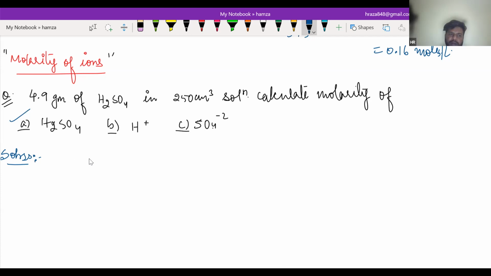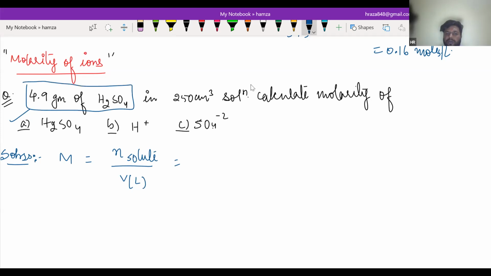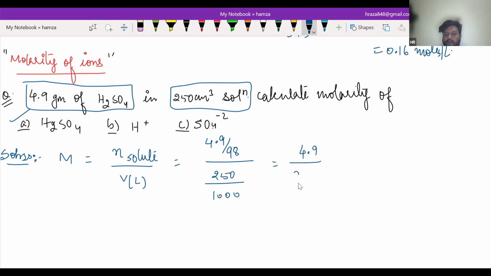So see, I am going to explain it. Molarity of H2SO4 has a formula: number of moles of solute upon volume of solution in liter. Mass is given and volume is also given. So given mass upon molar mass upon volume, 250 divided by 1000. Again 4.9 upon 98 into 1000 upon 250. If you remove this decimal, it will be multiplied by 10 in the denominator.